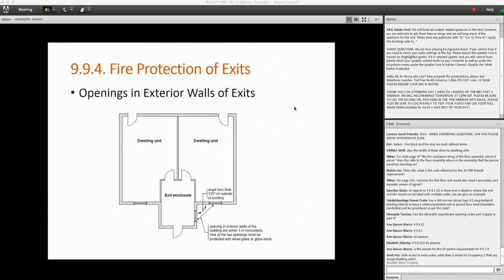Question 11 is 9.9.8. What about a 25-meter travel distance? So I'll pause on that for a while.